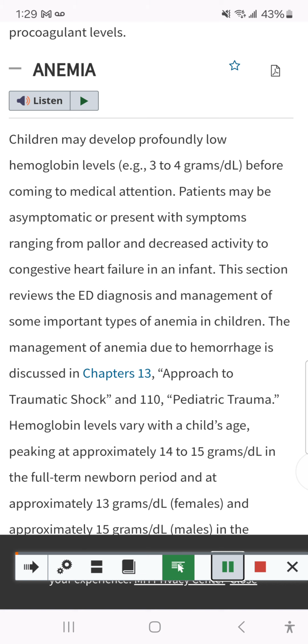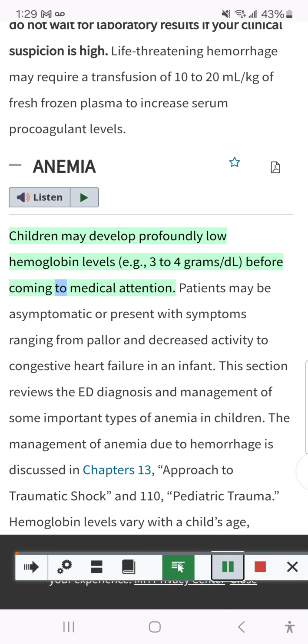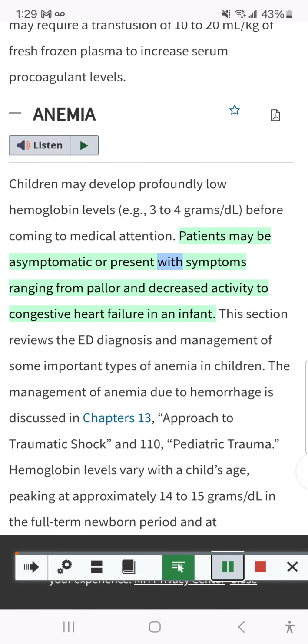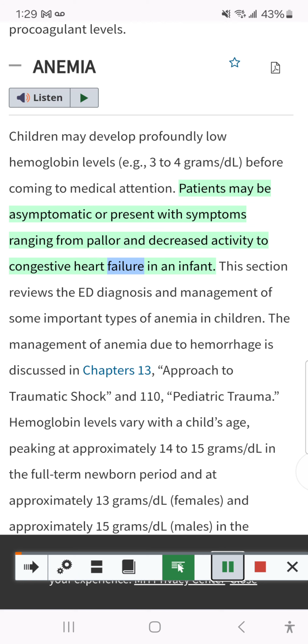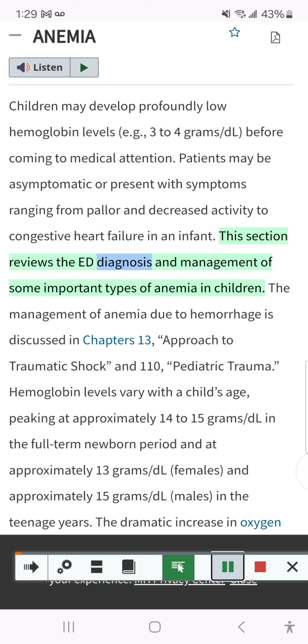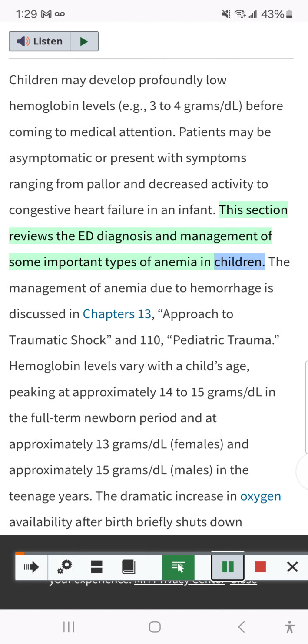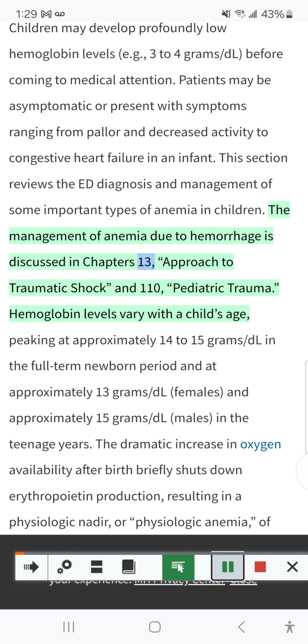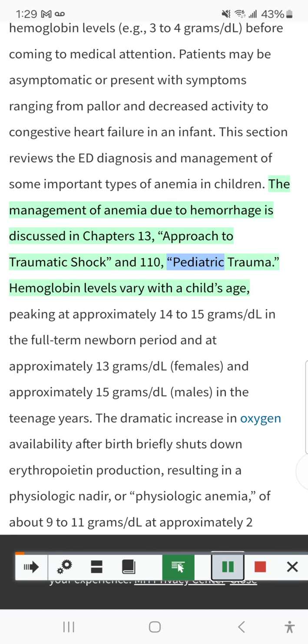Anemia. Select to favorite. Children may develop profoundly low hemoglobin levels, for example, 3 to 4 grams per deciliter, before coming to medical attention. Patients may be asymptomatic or present with symptoms ranging from pallor and decreased activity to congestive heart failure in an infant. This section reviews the ED diagnosis and management of some important types of anemia in children. The management of anemia due to hemorrhage is discussed in chapters 13, Approach to Traumatic Shock, and 110, Pediatric Trauma.